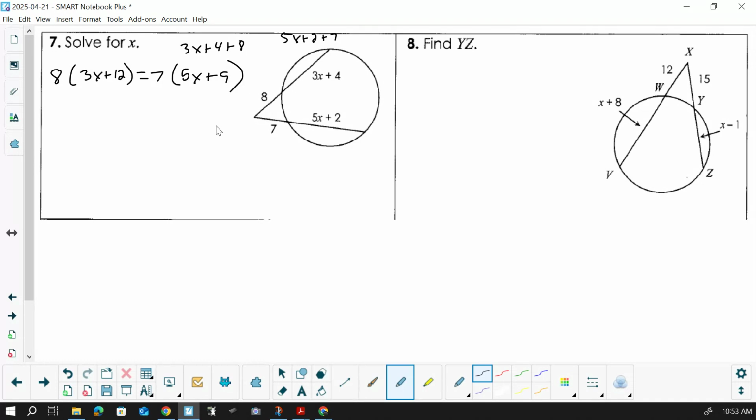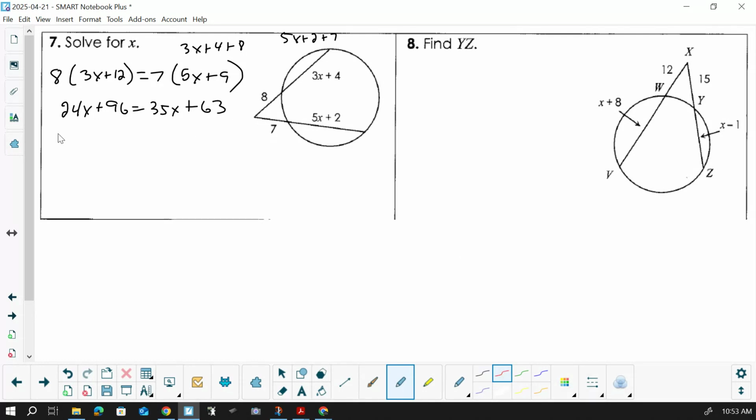Okay. So distribute here. 8 times 3, 24. 8 times 12, 96. 7 times 5, 35. 7 times 9, 63.